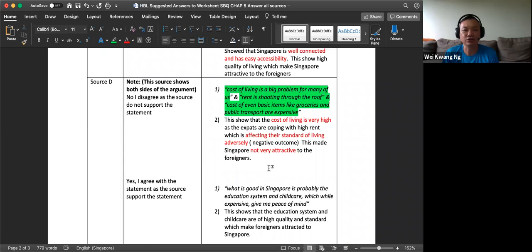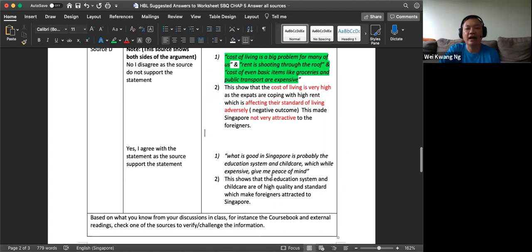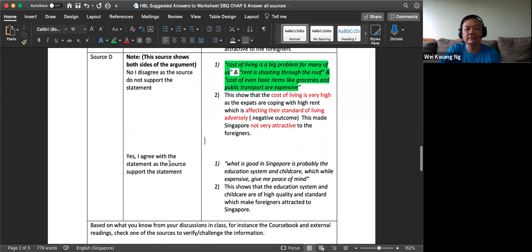Okay, so this two-sided source also has an agree perspective. I agree with the statement because the source supports the statement. And what is it that you need to do next? You have to tell me evidence like this. "What is good is probably the healthcare. It gives me peace of mind." Okay, so this idea about peace of mind and what is good about Singapore is obviously something that's positive.